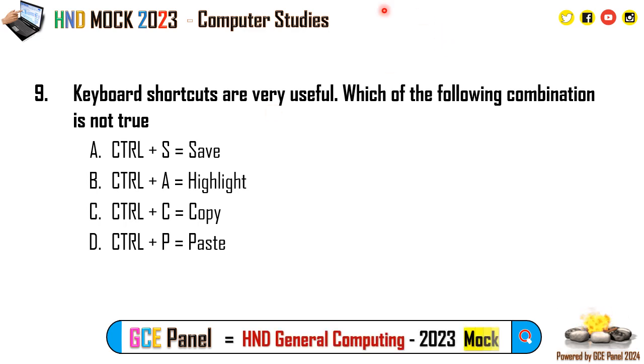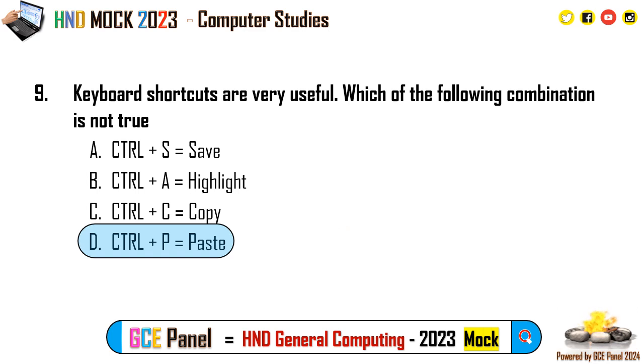Question 9. Keyboard shortcuts are very useful. Which of the following combinations is not true? The only combination that is not true here is Ctrl plus P is equal to paste. To paste something, we use Ctrl V, not Ctrl P. Ctrl C is copy, Ctrl A is highlight, Ctrl S is save, but Ctrl V is paste, not Ctrl P. Ctrl P is instead print. Ctrl P is print, Ctrl V is paste.